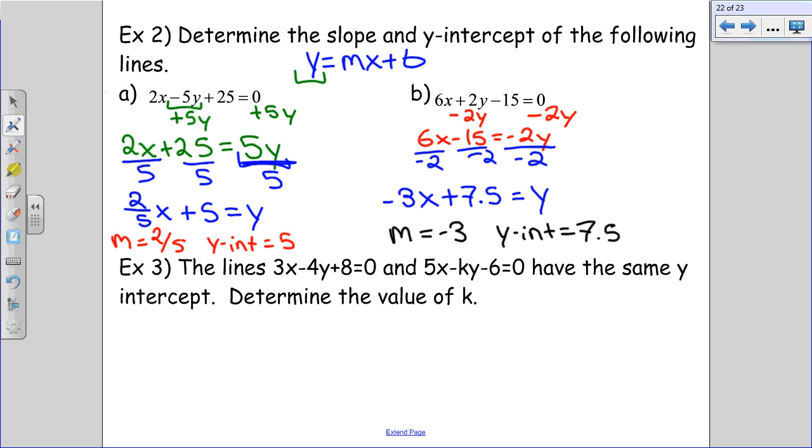All right, example 3. A little trickier. It says the lines 3x minus 4y plus 8 and 5x minus 4ky minus 6 equals 0 have the same y-intercept. Determine the value of k. Same y-intercept. Do I know what either their y-intercepts are? I could figure out one.